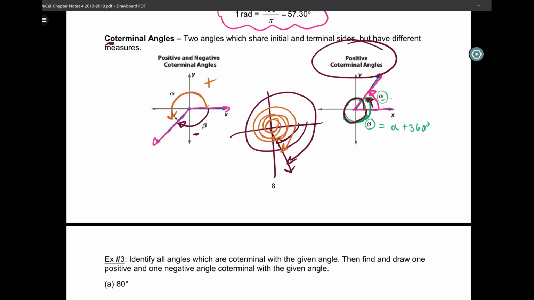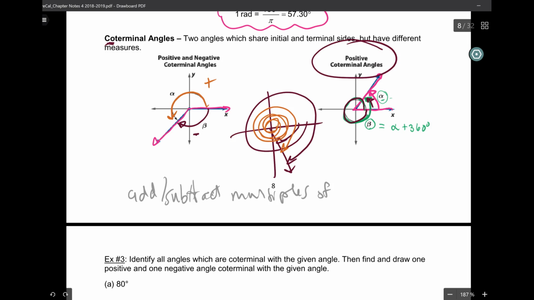time you go around the circle once again, you can say that you want to add or subtract multiples of 360 degrees or 2 pi. And this is to find coterminal angles.